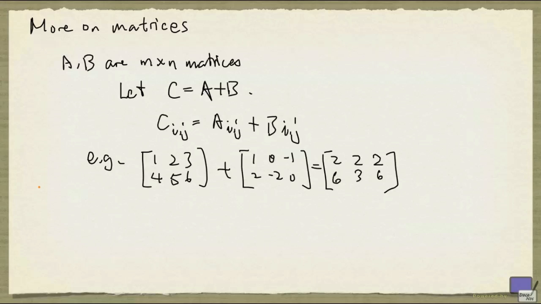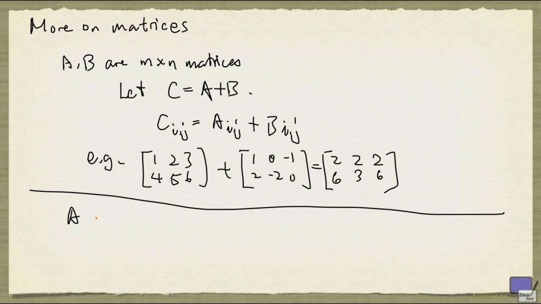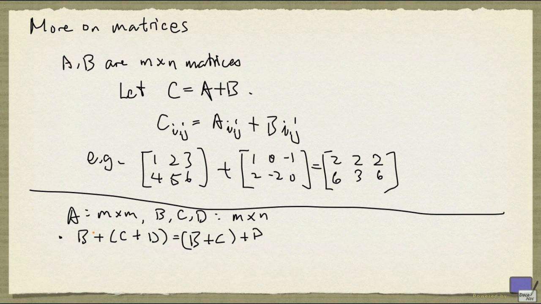Now, there are a number of properties that are worth remembering. Suppose that A is m by m, and B, C, and D are m by n. Then the following properties hold. The first one is known as associativity of addition. So adding C and D first and then adding to B is the same as adding B and C first and then adding D. And the second one is known as the commutativity of addition. So B plus C is the same as C plus B.